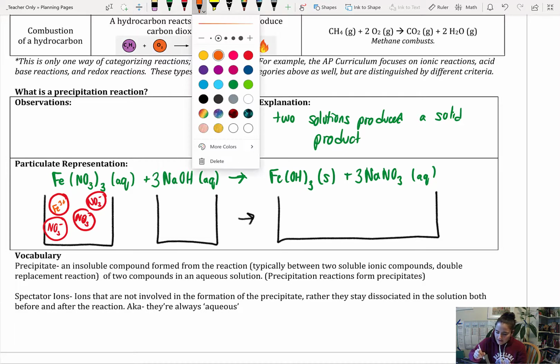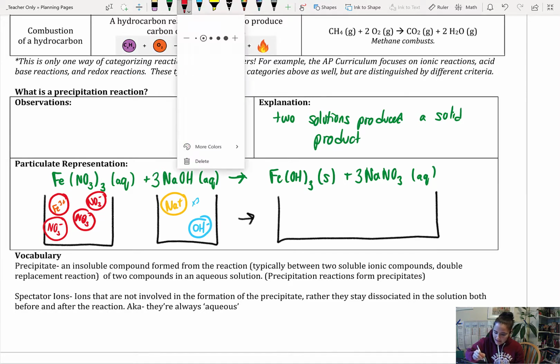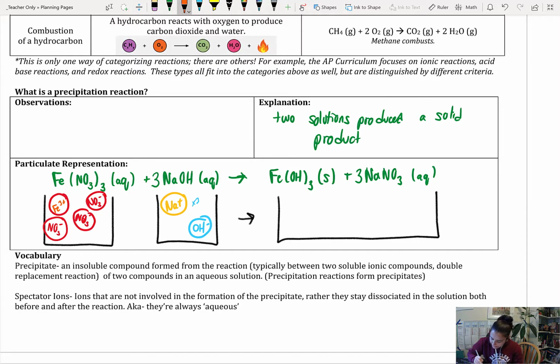And then we also have sodium. I will use yellow for sodium. And its hydroxide ions. Now, this isn't my best particulate diagram. I should be paying attention to sizes and things like that, but it's good enough for right now. So when these two things are mixed, pretend it's times 3. We have 3 of those atoms in there, okay? When these two things are mixed, it forms that solid precipitate. So that is the iron hydroxide.